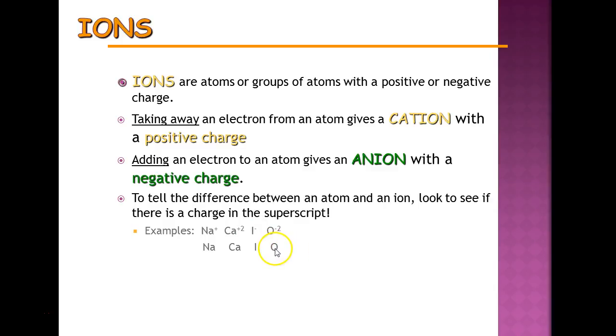Iodine, the atom, to become stable, gains 1 electron, so this is the ion, iodide, with a negative 1 charge. Oxygen, here's the atom. To become stable it becomes the ion, and it gains 2 electrons. So it's oxide, the oxide ion. It has a negative 2 superscript as its symbol.